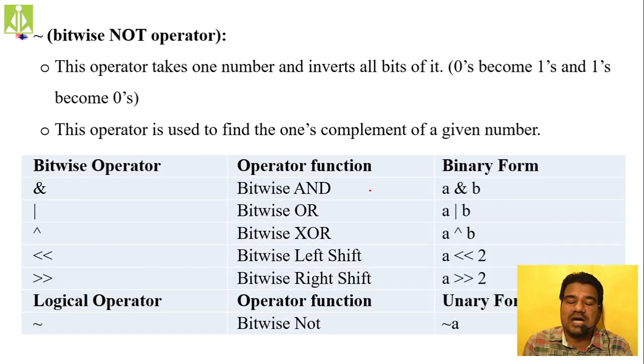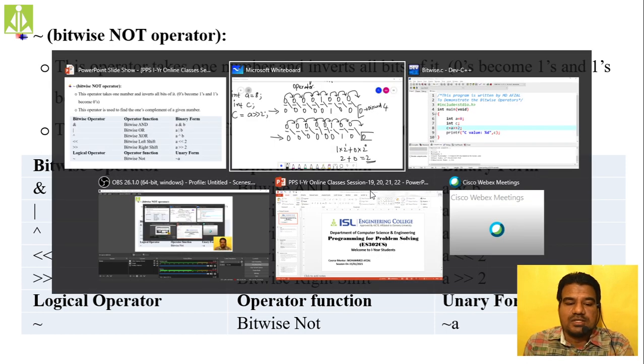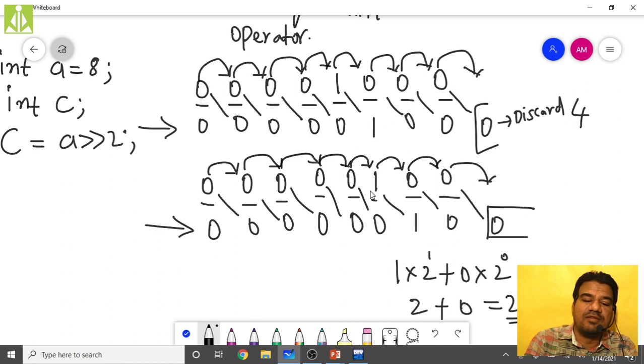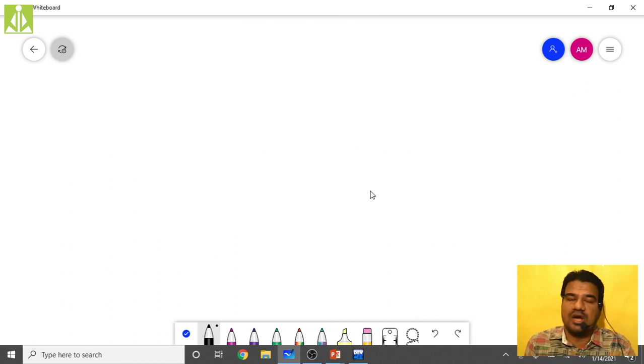Finally, the last operator left out is the NOT operator, the bitwise NOT operator. I think I gave the explanation in my last class, but anyhow I will give it once again, because we got a negative value there. There I stopped, because negative representations of binary values we have not discussed. That is the reason I stopped there.